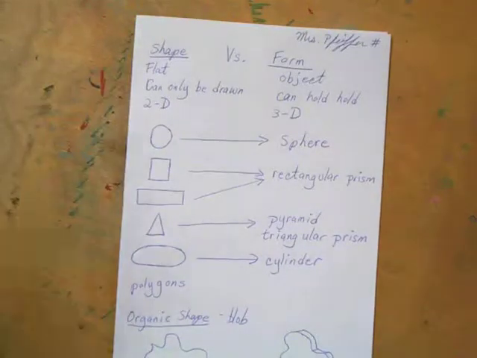A shape is flat. You cannot hold a shape. But a form, you can hold.